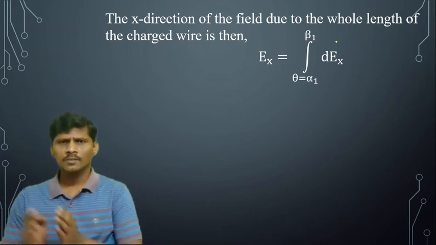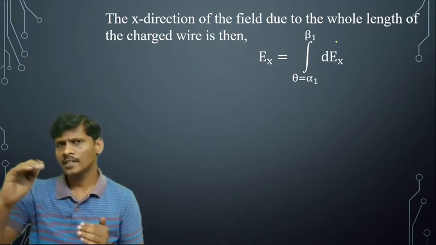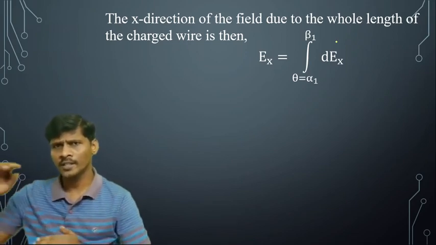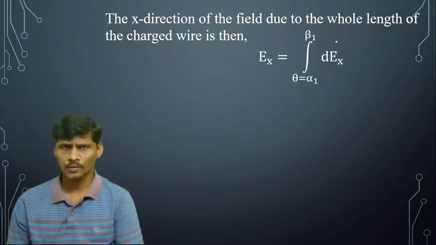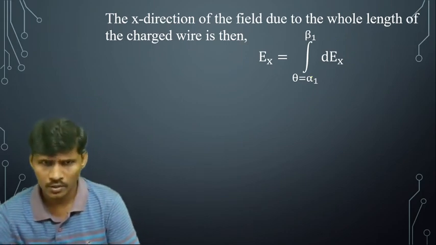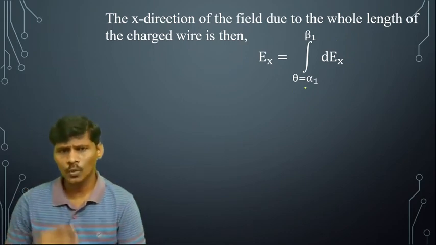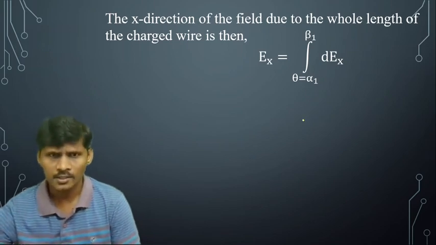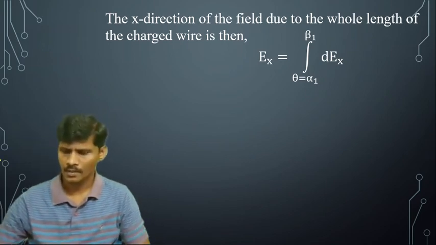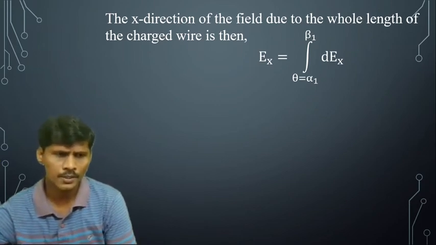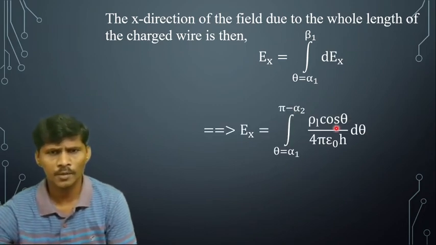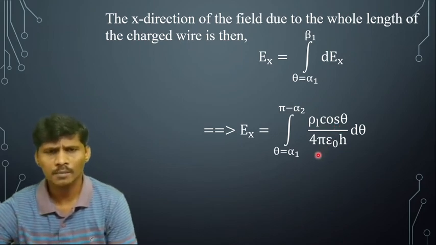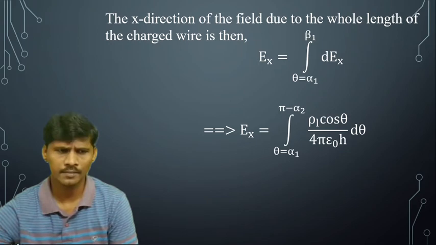So over the entire length of the wire, one end of the line is at angle alpha 1 and the other end of the wire is at angle alpha 2. So that is beta or beta 1. Therefore Ex is equal to the integral from theta equals alpha 1 to beta 1 of dEx. Substituting the dEx value into this expression, we get Ex equals the integral from theta equals alpha 1 to pi minus alpha 2 of rho l cos theta by 4 pi epsilon naught h d theta.